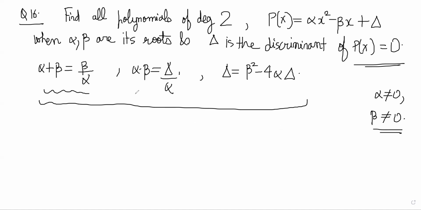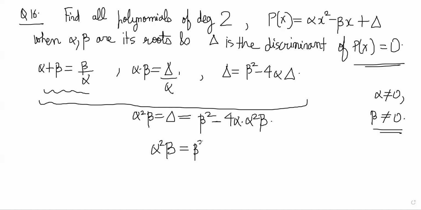And we can say that here alpha square beta is equal to delta, and delta is equal to beta square minus 4 alpha times alpha square beta. We are getting alpha square beta is equal to beta square minus 4 alpha cube beta, right? Which gives us, we can cancel one beta because beta is not equal to 0, which gives us beta is equal to 4 alpha cube plus alpha square.